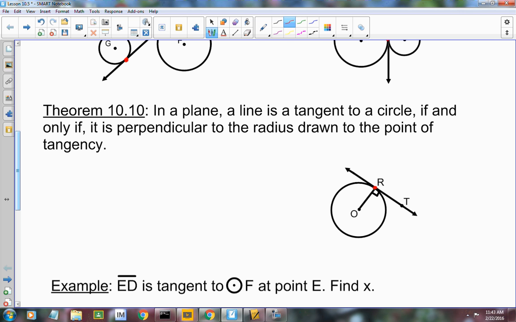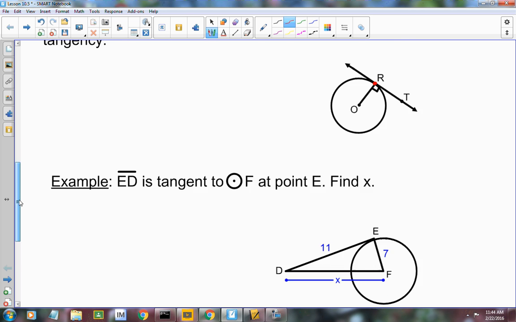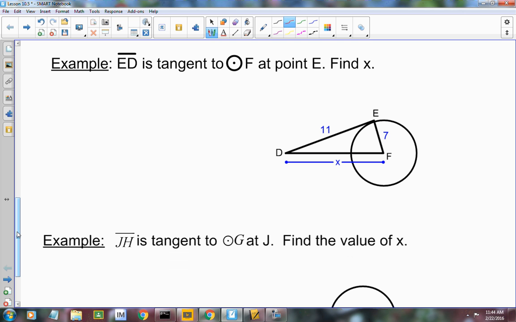And this is a biconditional statement as well, so the converse of that is also true. If you have a line here that is perpendicular to the radius, then you know that that line is tangent to the circle. Okay? So if you draw a radius to the point of tangency, then you create perpendicular lines. Alright, so with that said, let's work a couple of problems here.